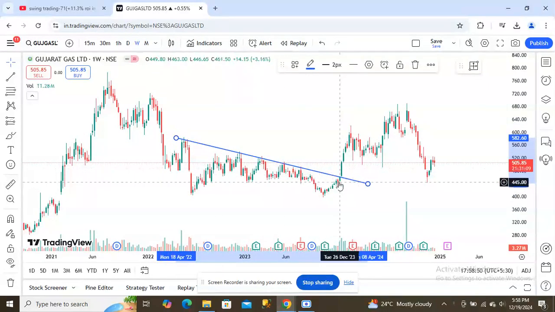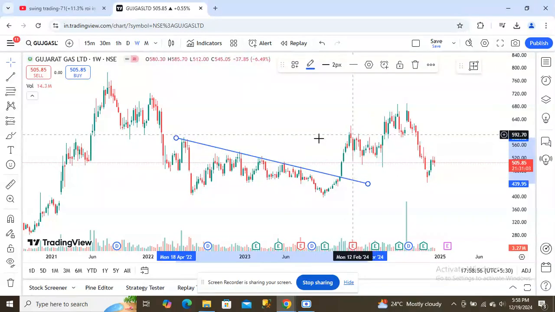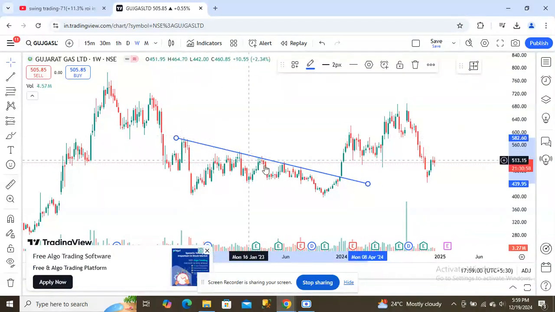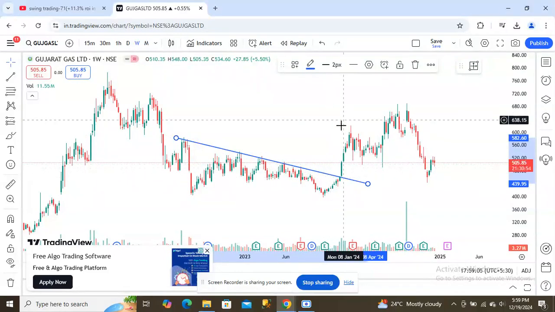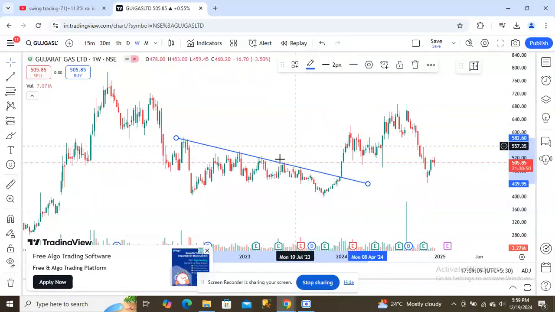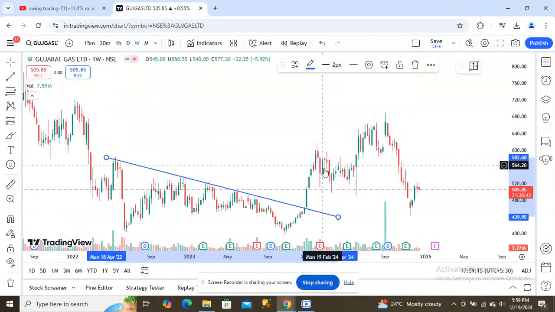After the breakout of this triangle pattern, the volumes are very huge. The momentum is also very huge. That's why I rely mostly on this triangle pattern, which is in a downtrend. After the breakout of this, it moves very fast compared to other pattern stocks, right? And this consolidation is after the momentum.